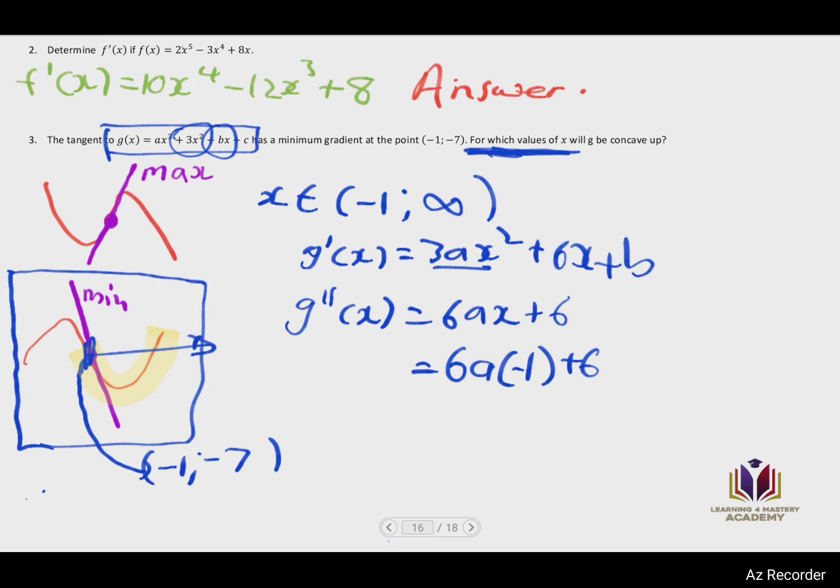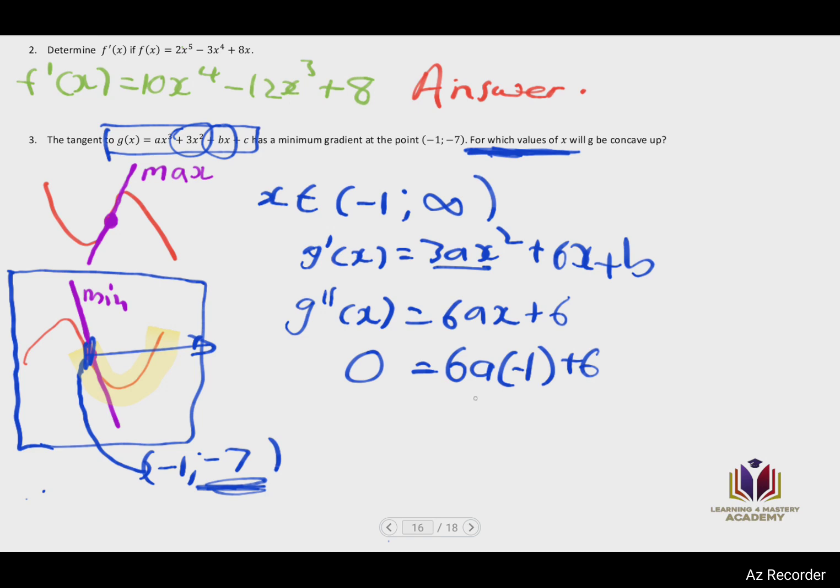Now, the g double prime is not the y coordinate of the point of inflection, okay? At the point of inflection, g double prime is always 0. So then we're going to say 0 is equal to 6a, open bracket, -1, close bracket, plus 6. Okay, so the g double prime x, don't get it confused. It's not the y coordinate of the point of inflection. It is 0 at the point of inflection.